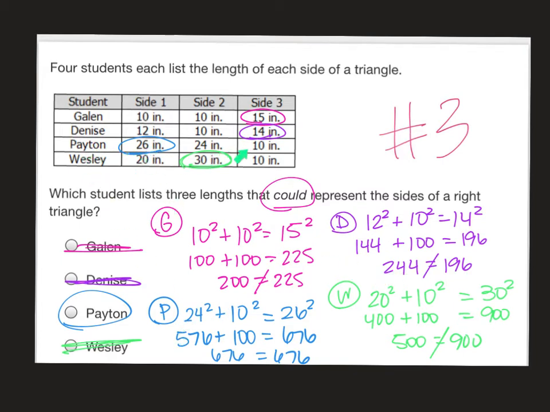Peyton, we saw that 26 was the longest side, so that's why we put it for C. And then when we multiplied this all out, it gave us 676 is equal to 676, which is true. So that one is our answer. And we went ahead and finished out Wesley to show that it definitely was not our answer either. So Peyton is the final answer on number 3.